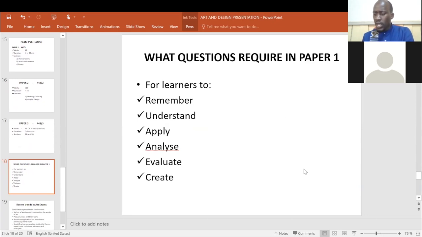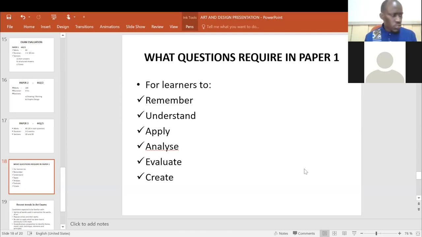Then some of the terminologies that require the candidate to create a particular art form are construct, create, design, plan, or solve. These are terminologies mainly used in questions in section C that gives us the 15 marks.